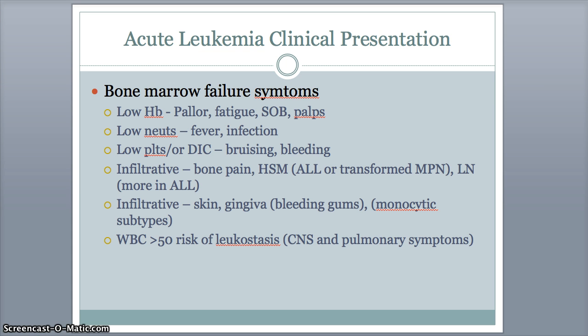So this is typically a white count of immature cells greater than 50, or a blast count greater than 50. And those big blasts are both large and have increased cell adhesion molecules on their cell surface, and they tend to cause problems with flow through the microvasculature of your capillaries. The organs at greatest risk include your CNS and your pulmonary organs. However, any organ system can be affected.